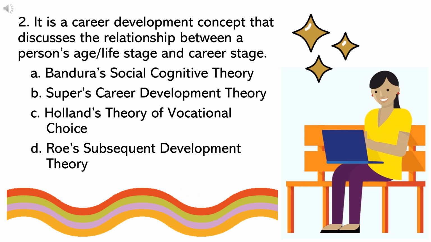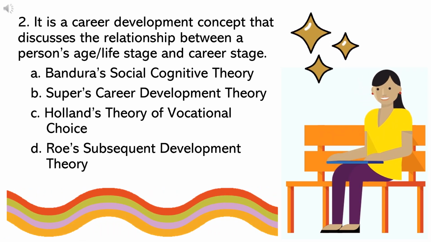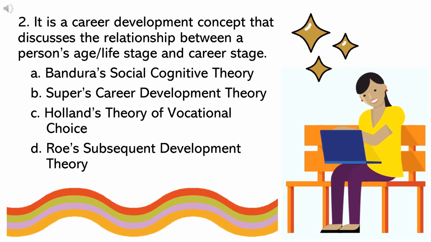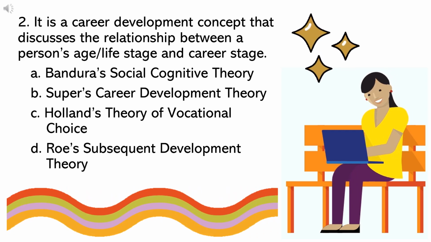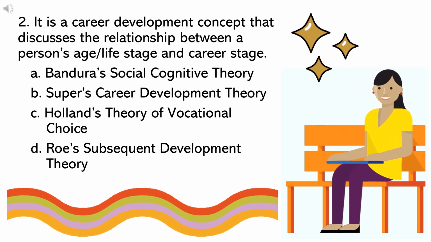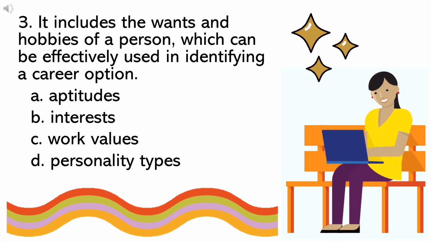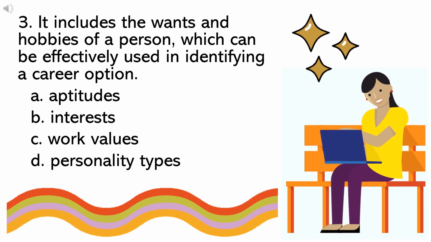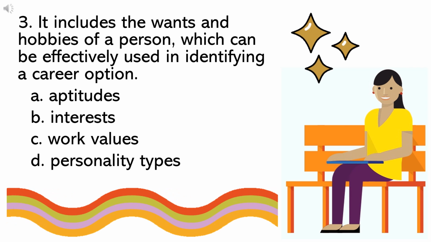2. It is a career development concept that discusses the relationship between a person's age/life stage and career stage. A. Bandura's social cognitive theory, B. Super's career development theory, C. Holland's theory of vocational choice, D. Rowe's subsequent development theory. 3. It includes the wants and hobbies of a person, which can be effectively used in identifying a career option. A. Aptitudes, B. Interests, C. Work values, D. Personality types.